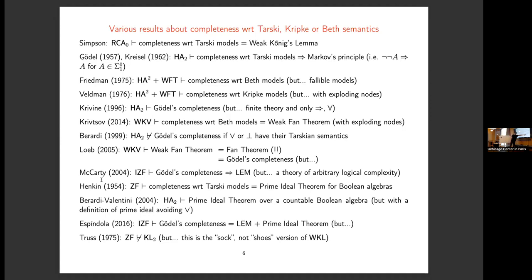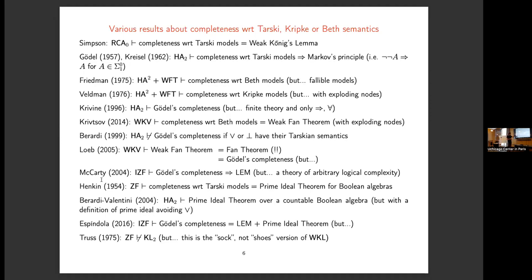I think I didn't say that Witt FT is the Witt fan theorem, which is the contrapositive of Witt. But there is a trick. They don't use a disjunction. They use implication to implement disjunction, if I remember well. So they avoid the problem mentioned here, that if you have disjunction, you need something classical.